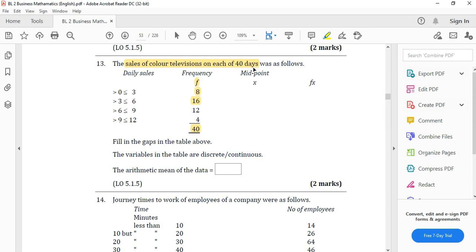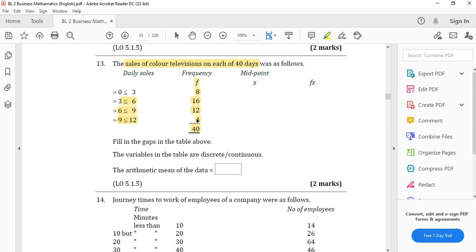Okay. For 0 to 3 sales, we make that for 8 days. 3 to 6 units we sell for 16 days. 6 to 9 units we sell for 12 days. And 9 to 12 units we sell for 4 days. That's how you read the frequency distribution.